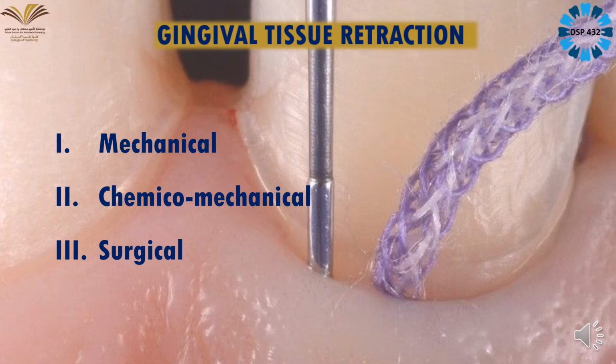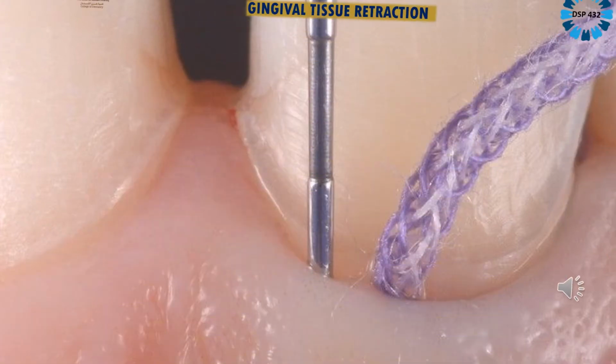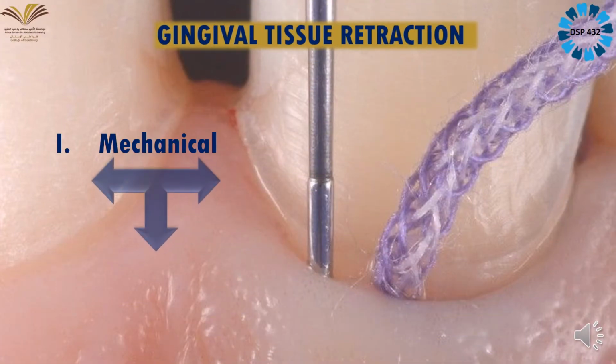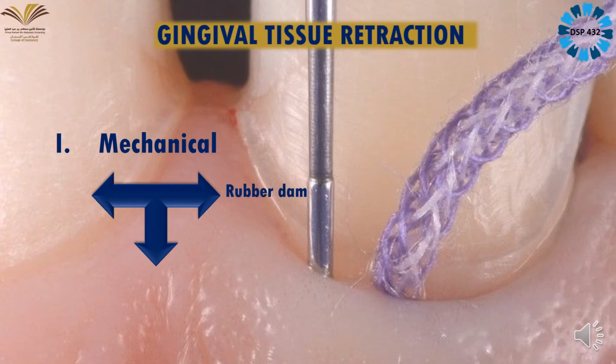So these are the three methods. First, gingival tissue retraction. Basically, the mechanical method we can do by three types. One is by using the rubber dam, but as I said earlier, the rubber dam is not indicated for each and every case. There are certain indications for using the rubber dam.